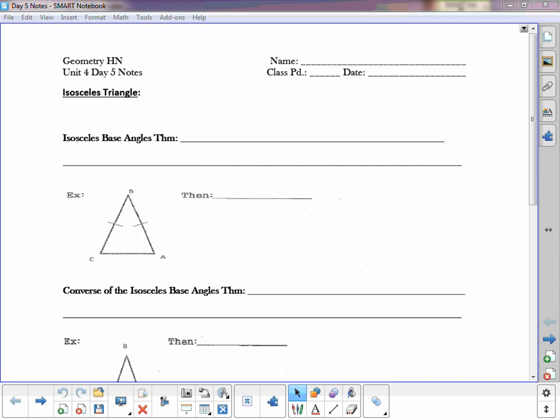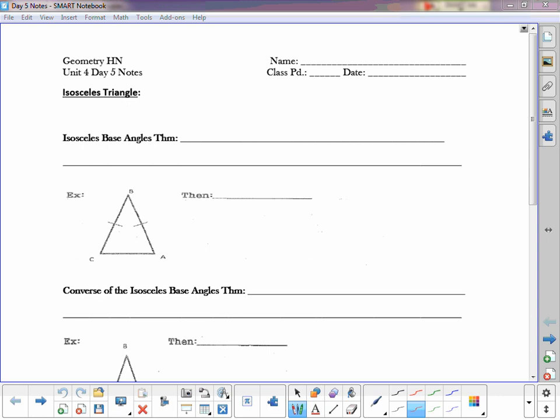Alright, so last class we briefly talked about isosceles triangles and their theorems. We used them in our proofs, but today we're going to be looking at how we can actually apply them to solving for unknown angles or unknown sides. Alright, so first off, what is an isosceles triangle?